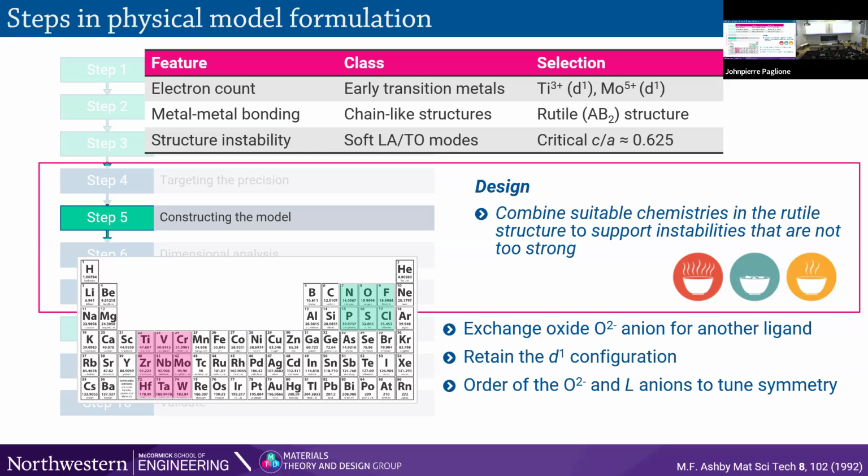So what we're going to do is use the main group anions and this early set of transition metal elements to design these rutile structures. To get to these valences or oxidation states for titanium and molybdenum, we're going to exchange oxygen for another anion, a different ligand. Okay? This will allow us to retain the D1 configuration, so we can do redox chemistry on the cation. And then we're going to order the oxygen and the ligand anions, the subsequent other anions.